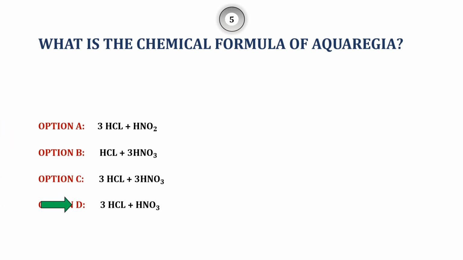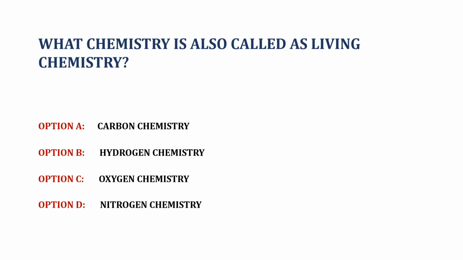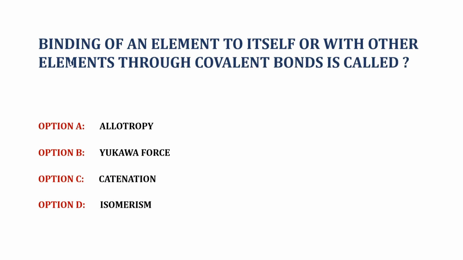Option D, 3HCl + HNO3. The pH scale is used to measure ion concentration of each element in a solution. Option B, hydrogen. What chemistry is also called as living chemistry? Option A, carbon chemistry. Binding of an element to itself or with other elements through covalent bond is called? Option C, catenation.